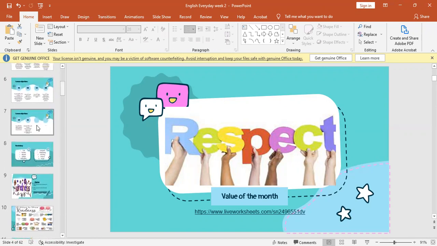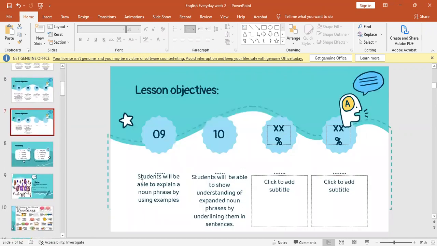So the lesson objective for today would be for you to be able to explain a noun phrase by using examples. This we are going to achieve by the end of the lesson. And by the end of the lesson, again, you should be able to show understanding of expanded noun phrases by underlining them in sentences. Okay?